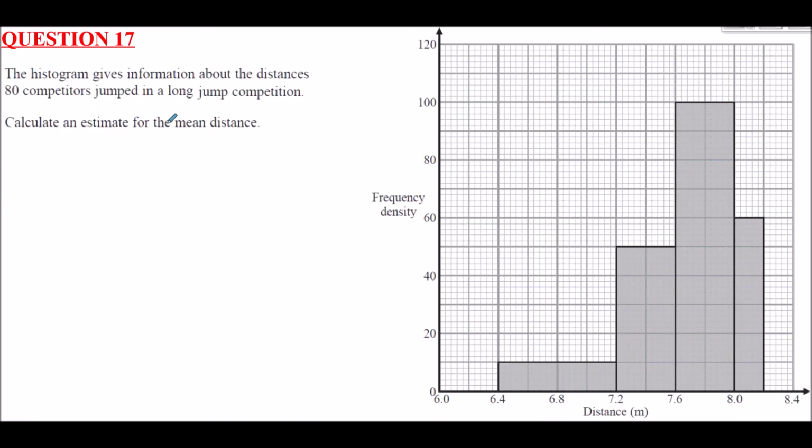Question 17, we have a histogram here giving information about the distances 80 competitors jumped in a long jump competition. We need to calculate an estimate of the mean distance.